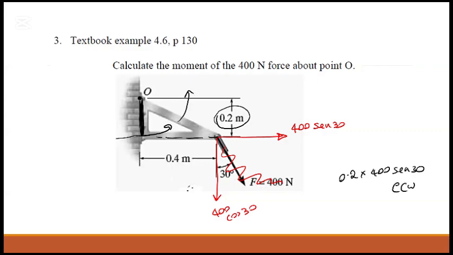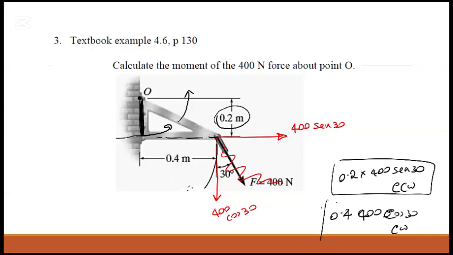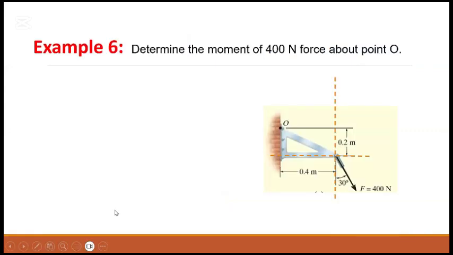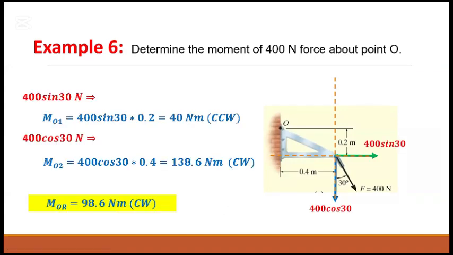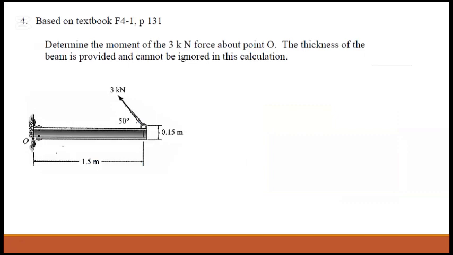So you are going like this. And how about the other one? It is 0.4 times 400 cos 30, clockwise. That's right. You have understood it. So when you add these two together, we get the answer, which is 98.6. Is that right? Yep. Okay, so I think you are okay with the moment.